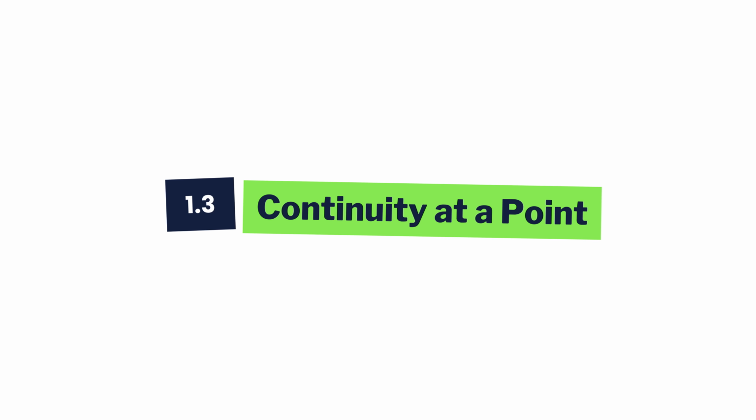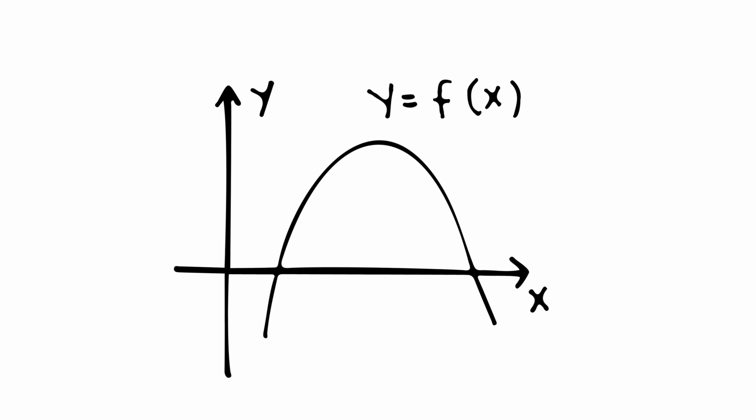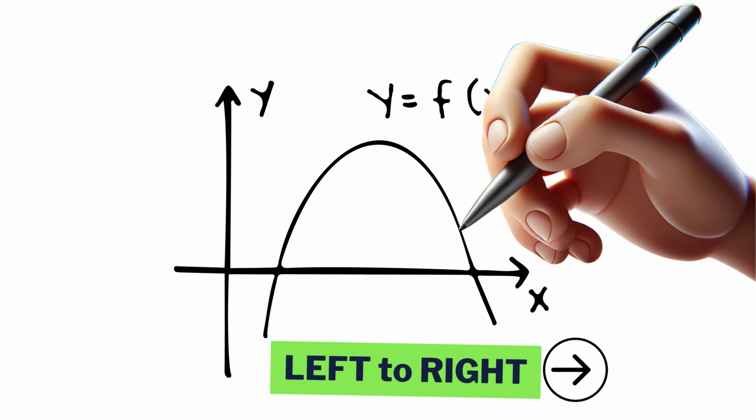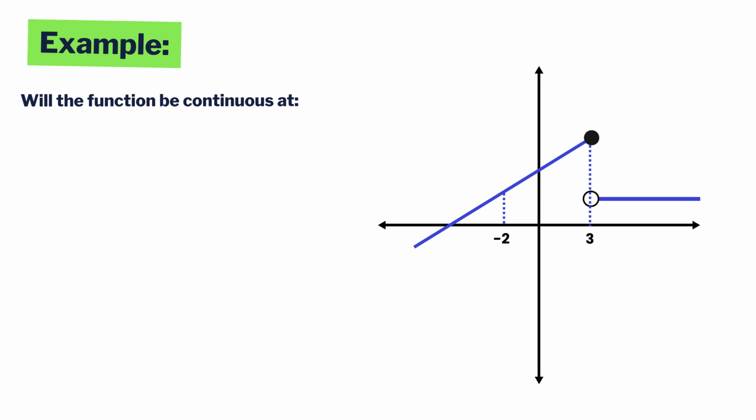Another important use of limits is to figure out if a function is continuous at a specific x value. The easiest way to understand this: imagine putting your pen on the graph and moving from left to right. If you can do that without lifting your pen, the function is continuous at that point. But if you have to lift your pen to keep going, the function is not continuous at that point. Let's check out an example.